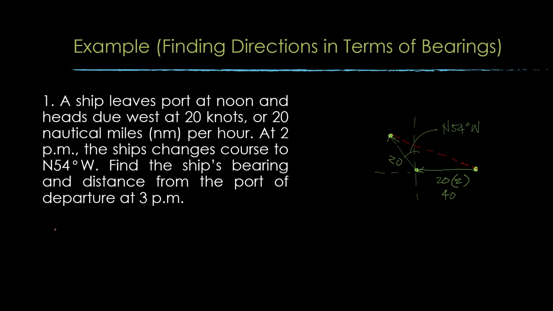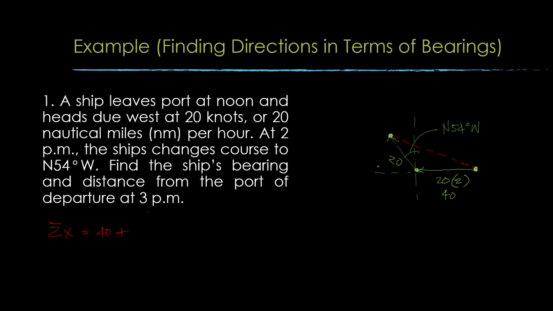So let's just write it here. The sum of all x components. Okay, so the x components of the directions: this one and the component of this line right here. So that would be 40 plus the component of this one.